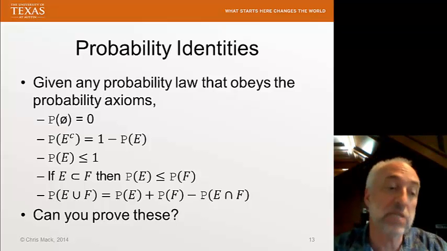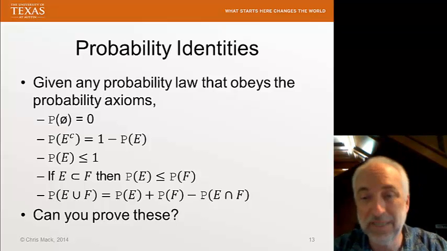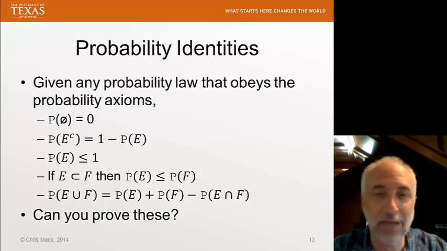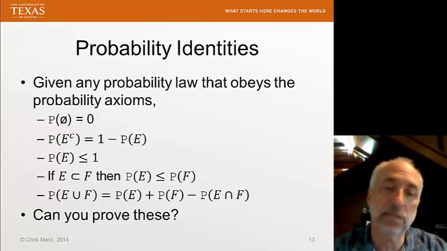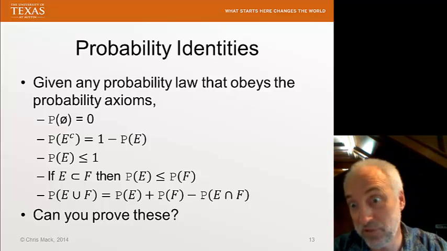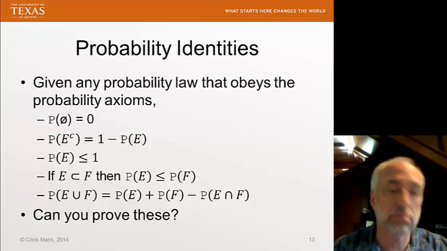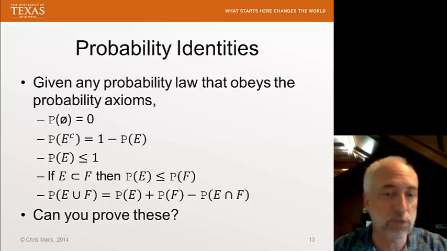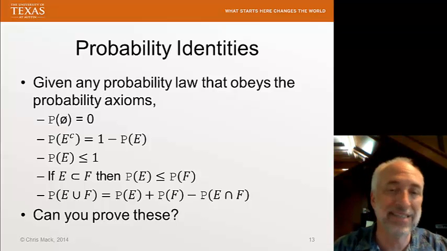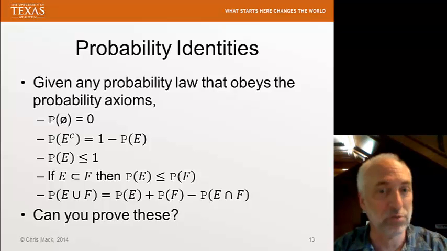Now, many of these are fairly easy to prove if you're interested, and I'll leave this completely as an exercise to the interested student. You might want to try and prove some of these identities. We're not going to do proofs in this review course at all, but those of you who are overachievers may be interested in trying out some of those proofs.